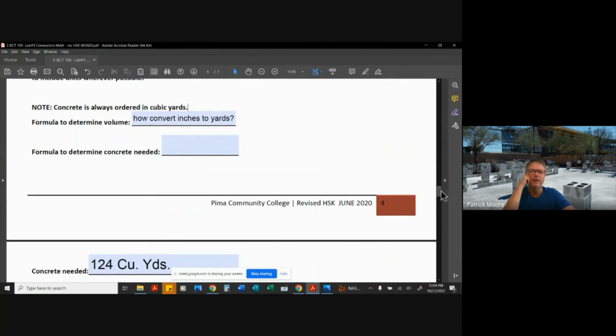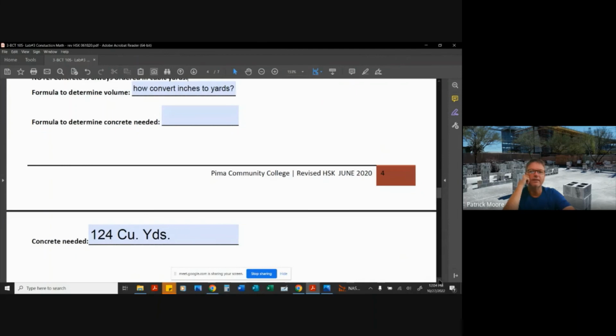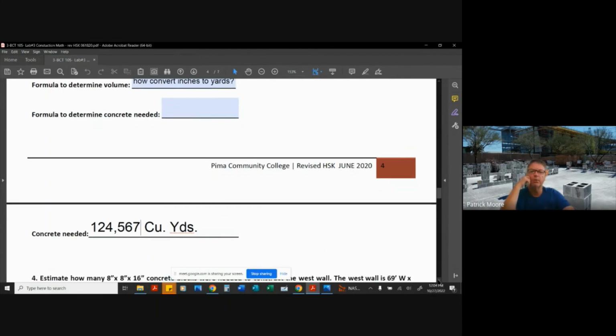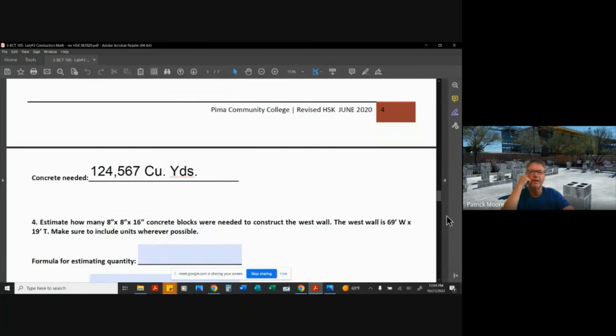By the way, a concrete truck holds 9 cubic yards. So you can get a sense of, oh okay, how many concrete trucks do I think you need? So if you get an answer like 124,567 cubic yards, that is so many concrete trucks that it would almost extend end to end a mile. I mean, if you're building a dam, you might need that many cubic yards of concrete. But if you're just pouring a slab, that's a really high number of cubic yards. So just for estimating purposes, keep in mind that a concrete truck holds 9 yards.